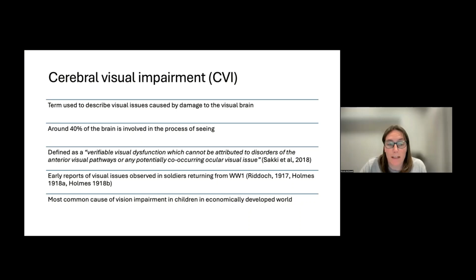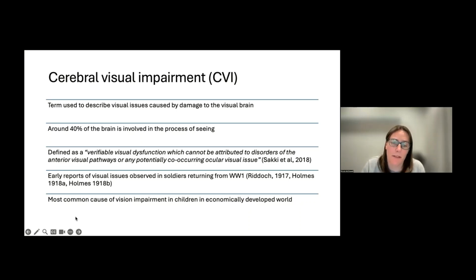CVI, or cerebral visual impairment, is defined as a verifiable visual dysfunction which cannot be attributed to disorders of the anterior visual pathways or any potentially co-occurring ocular visual issues. That definition was put out in 2018 by Sakki et al., and it has been used widely since then. However, early reports of visual issues were observed in soldiers returning from World War One. This was some of the first documentation about cerebral visual impairment, which is pretty amazing, since it has been around for so long but is not very well understood and still not diagnosed very well.